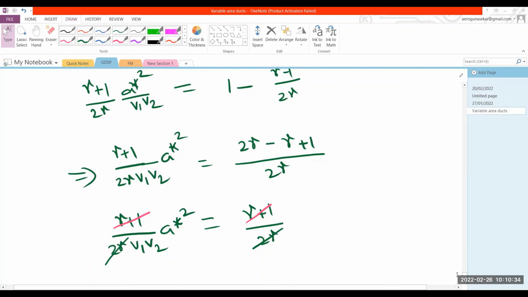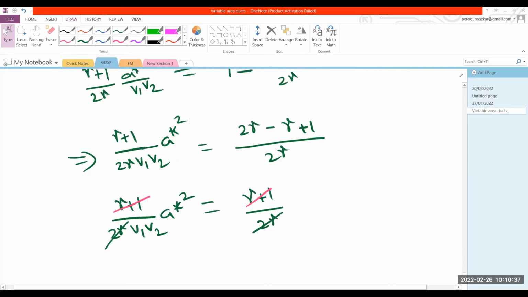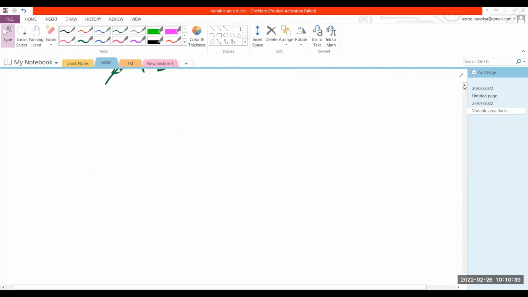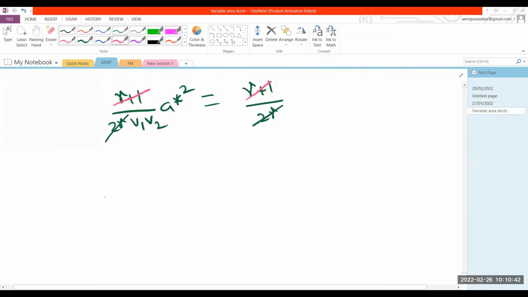So now the remaining term will be a star square equal to V1 into V2. Okay, so this is the thing. After simplification we are getting this relationship. This relationship we generally call the Prandtl relation.